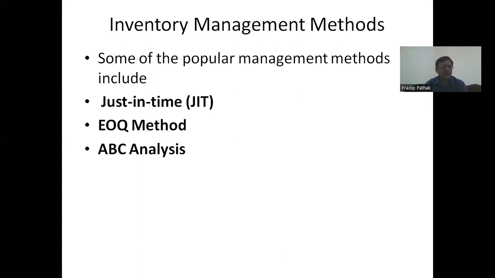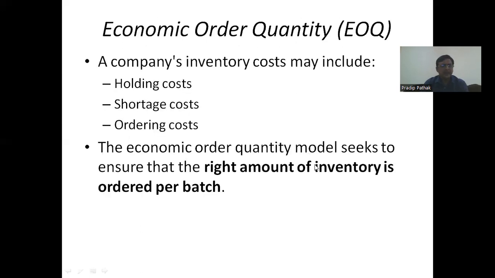Now we'll see the EOQ method and ABC analysis in more detail, because these are even more popular. So let us first see what economic order quantity is. As I have told you, the inventory cost includes the holding cost, shortage cost, and ordering cost. Out of these three costs, the EOQ ensures that the right amount of inventory is ordered per batch, so that you have a combination of the ordering cost and the holding cost such that it is minimum for you.